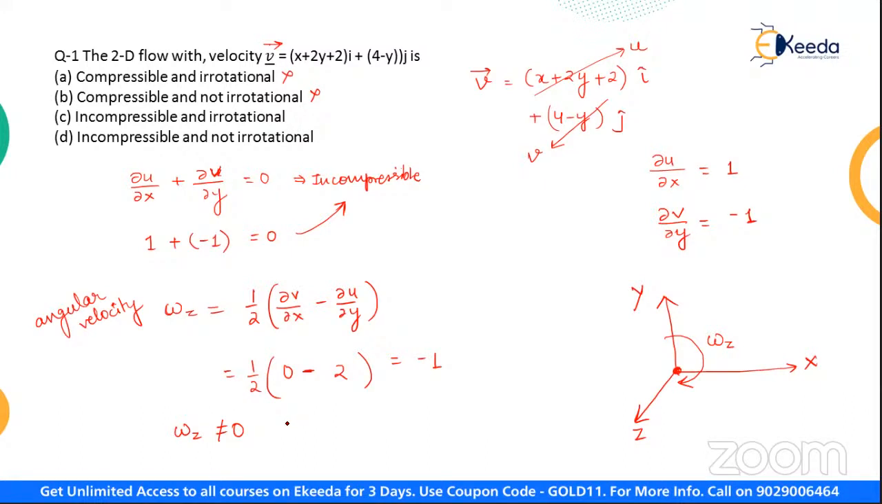And if this omega z or the angular velocity is not equal to 0, then the flow is said to be rotational. Or it may be said that it is not irrotational. That means option D will be the correct one for the given problem. So all of those who have marked option D, this will be the correct answer.